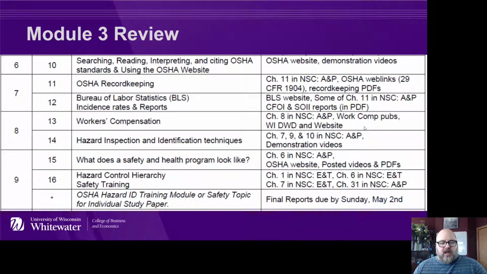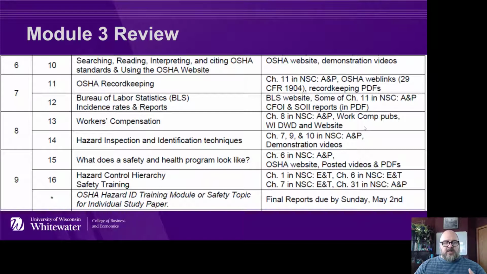Then we got into hazard inspection identification techniques. Now we're going to talk about programs. And then the other lecture is hierarchy of controls and safety training. And then you see there at the bottom, at least for this week, this is where I'm assigning the semester project. It's not due until the beginning of May. It's basically the end of week 15. That's when we kind of wrap everything up, and then you guys will just have your exams.